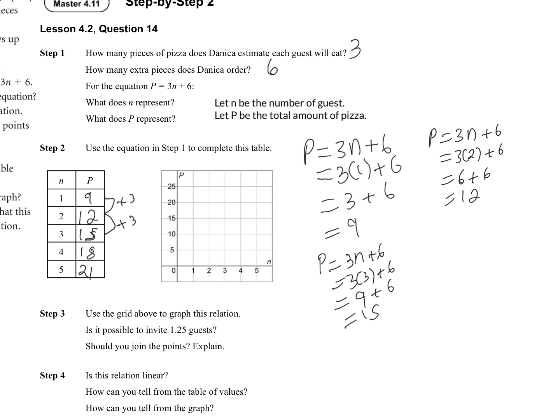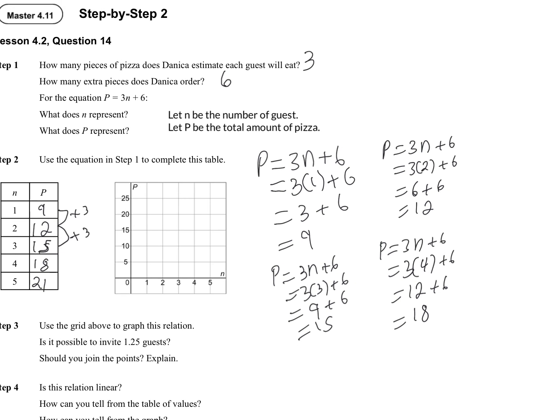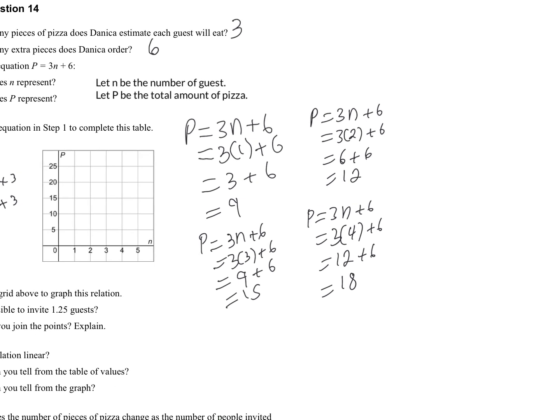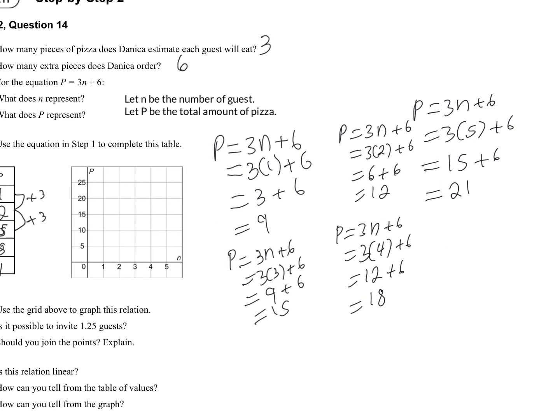But just to prove that I'm correct, we'll move on to the next one. P equals 3n plus 6. 3 times 4 plus 6. 3 times 4 is 12 plus 6. 12 plus 6 is 18. And now we'll do one more. This time it's going to be for 5. P equals 3n plus 6. 3 times 5 plus 6. 3 times 5 is 15 plus 6. 15 plus 6 is 21. So we were correct. We were correct indeed.